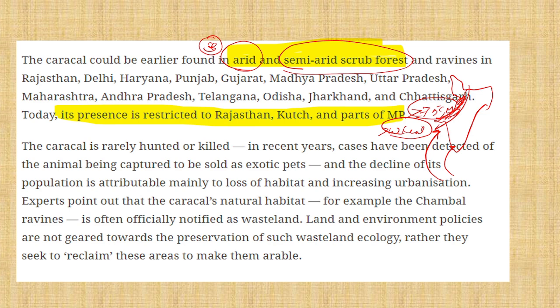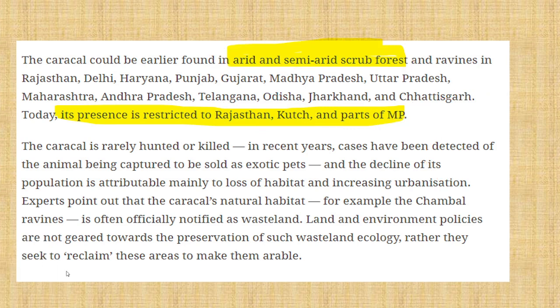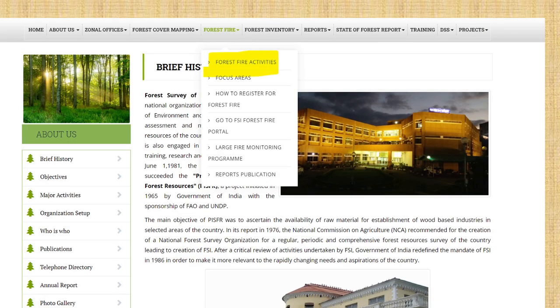So when you are reading this, you have to read geography, and connect it with here. The presence of it is restricted to this part. Simple. And if you remember the one-horned rhinoceros, it is present in savanna grassland. We saw that in the previous video, check that. So Caracal is in arid, semi-arid. What is arid, semi-arid? Check it.